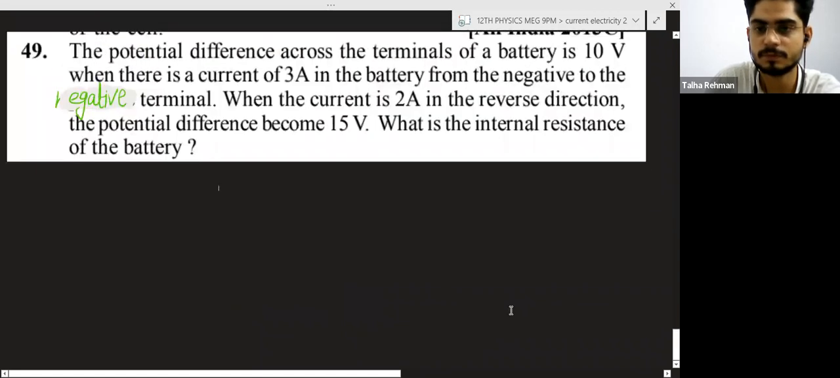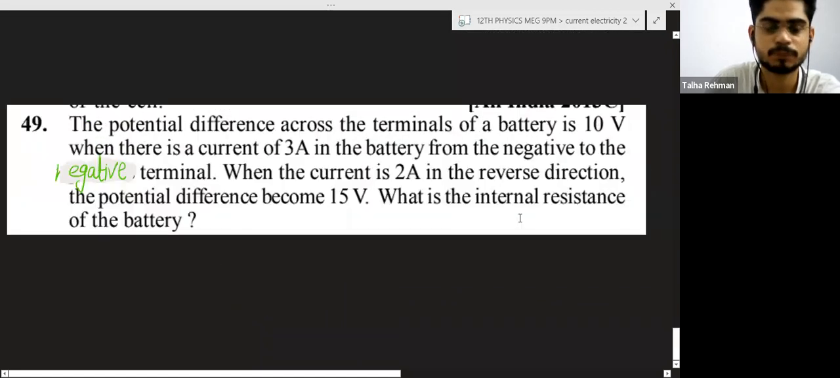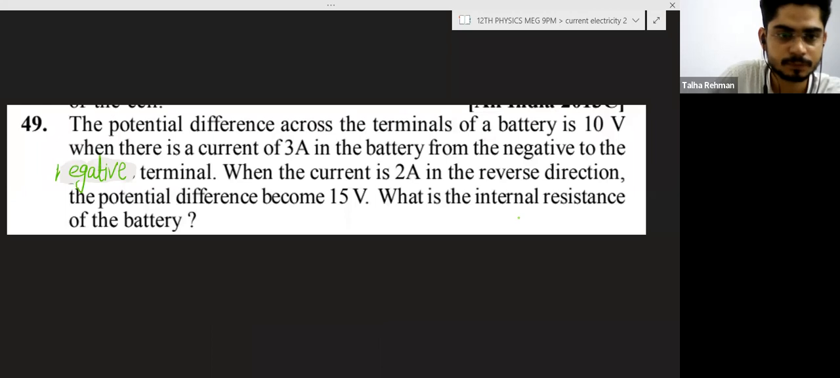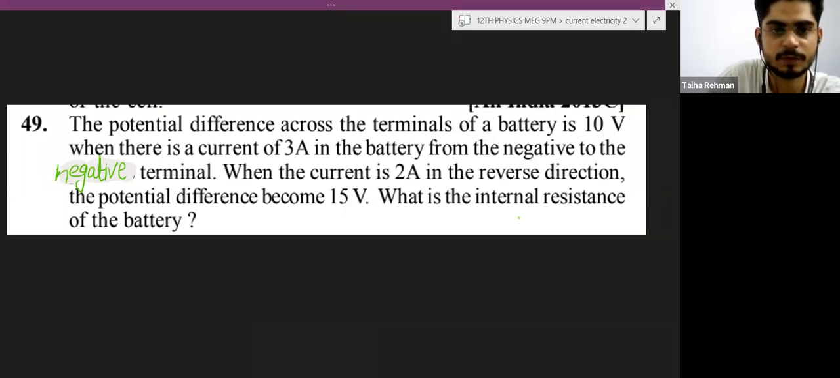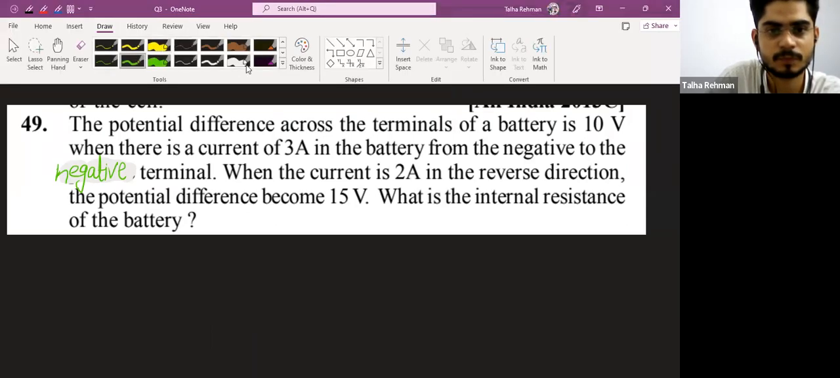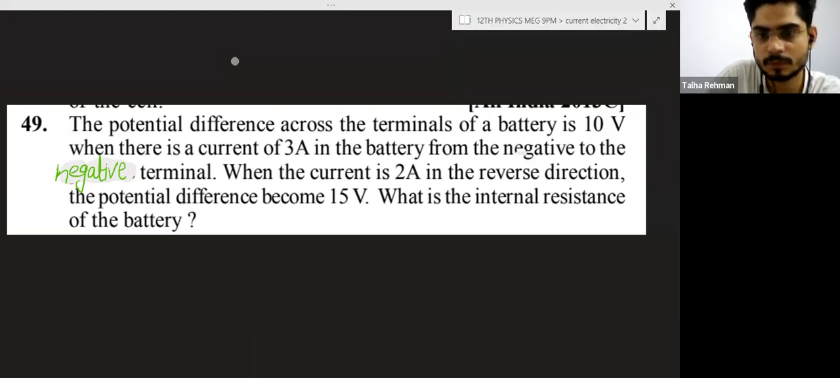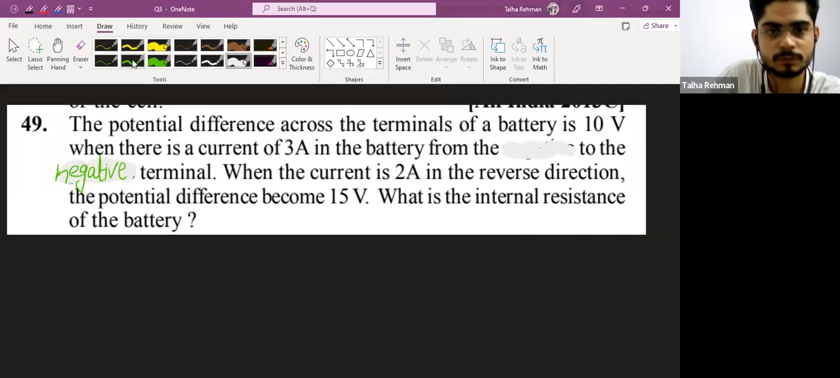Where is positive? Negative and positive.